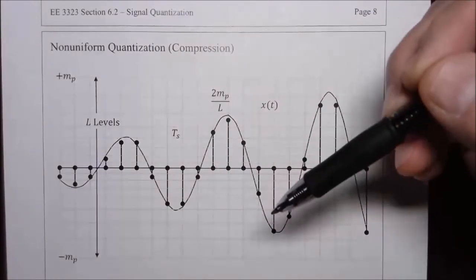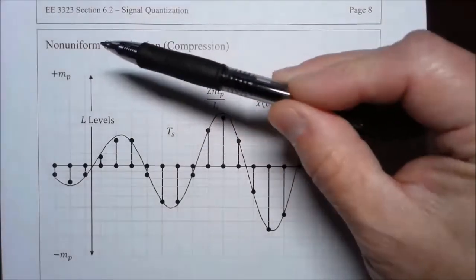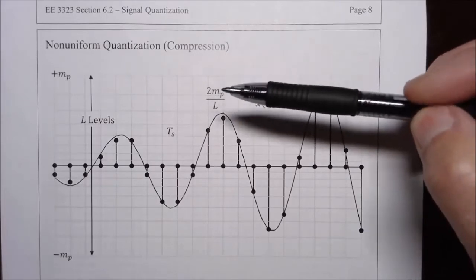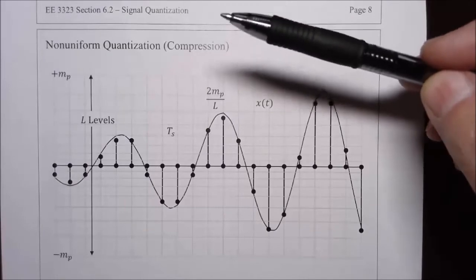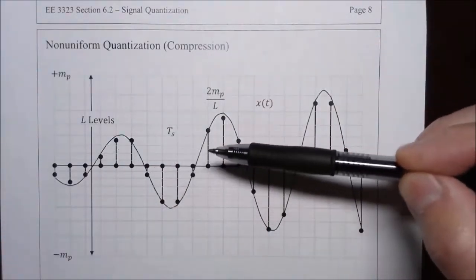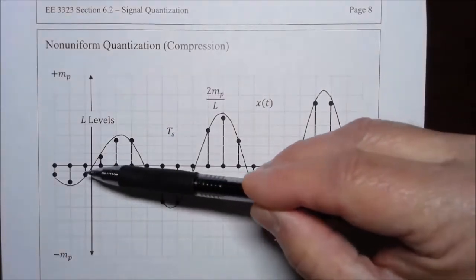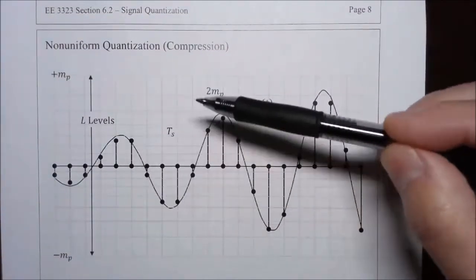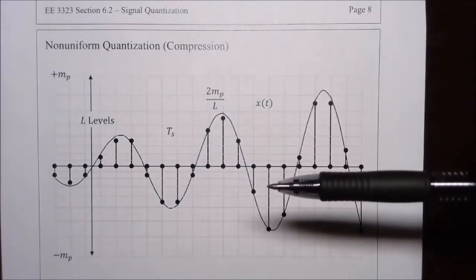Another method to improve the signal to noise ratio of a quantized signal is called non-uniform quantization or compression. For many signals, like voice signals or music signals perhaps, most of the time the signal has a relatively low amplitude, or a relatively low level. It goes plus and minus, but it's relatively close to the zero line. And then only on occasion does it get larger in size.